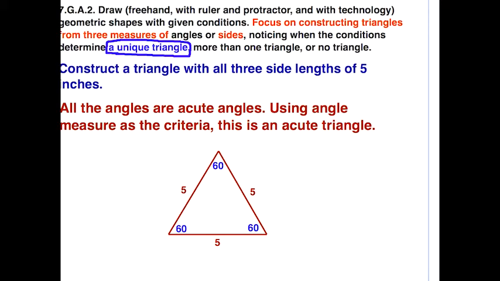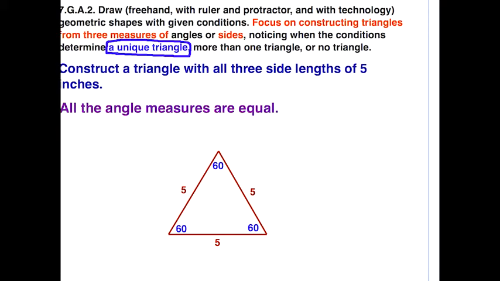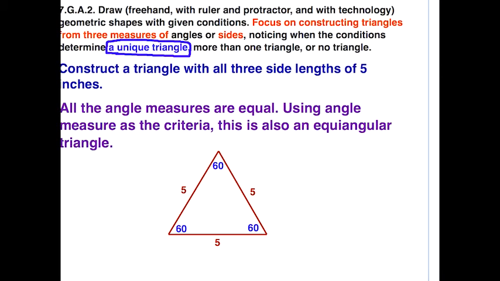This time, all of our angles are acute angles. If we use angle measure as a criteria, then this is an acute triangle. Now, all the angle measures were equal. So using angle measure as a criteria, then this is also an equal angular triangle.